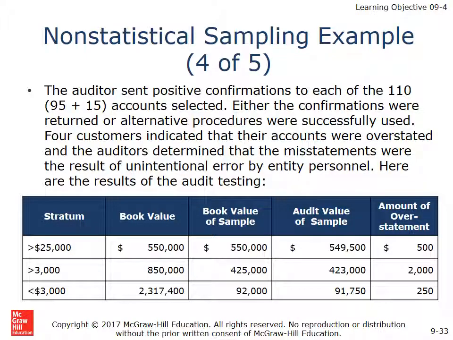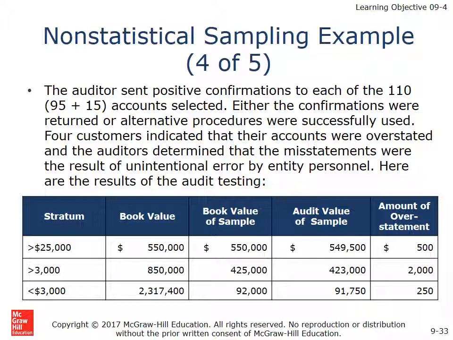So now, how do we get our sample? Well, the auditor sent positive confirmations to each of the 110 accounts selected. So we go about selecting, making sure we do it according to a good method of selecting our accounts, usually random, and we want to make sure we select enough in each individual group to represent the population. 4 customers indicated that their accounts were overstated, and the auditors determined that the misstatements were the results of unintentional error by entity personnel.